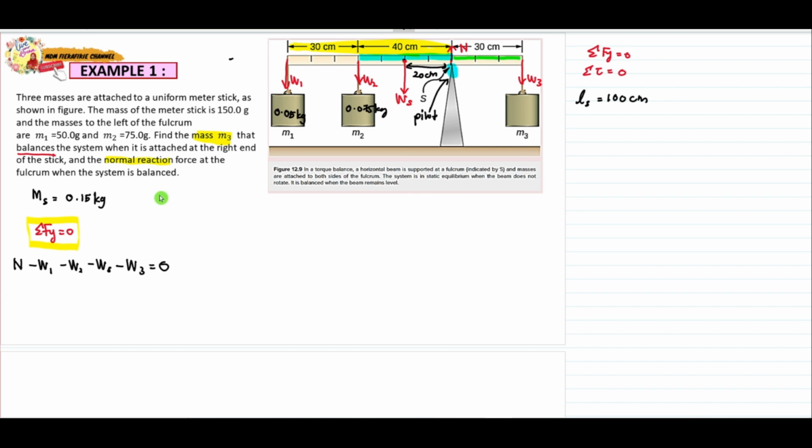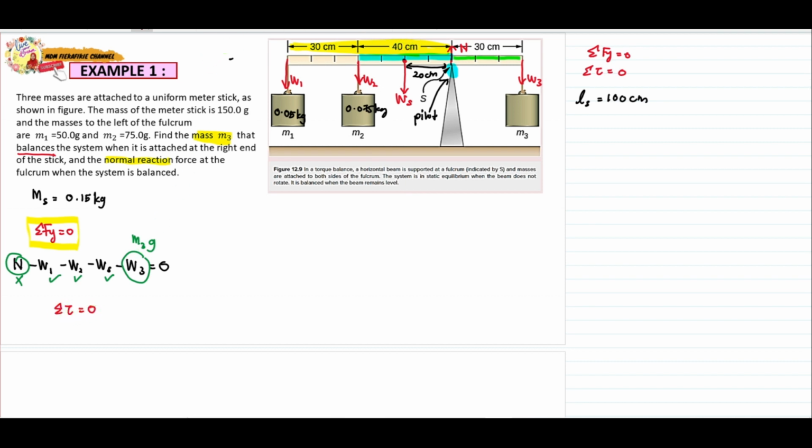Now we want to calculate mass 3. So look at this equation. We want to find mass 3, since we know that W3 is equal to M3G. We have this value and this value, but we don't have the value of the normal force. So we cannot solve this question by using the equation total Fy equal to 0. So we proceed to another equation and let's use total torque is equal to 0.